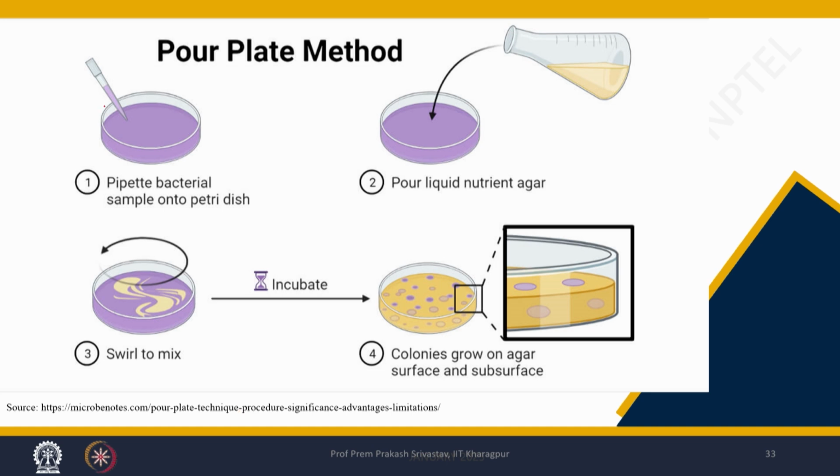Here the inoculum is spread on the Petri plate, then the molten nutrient agar at a temperature of 45 to 50 degrees Celsius is poured, then the whole mixture is mixed homogeneously and then it is incubated. The colonies grow on the agar surface and subsurfaces.